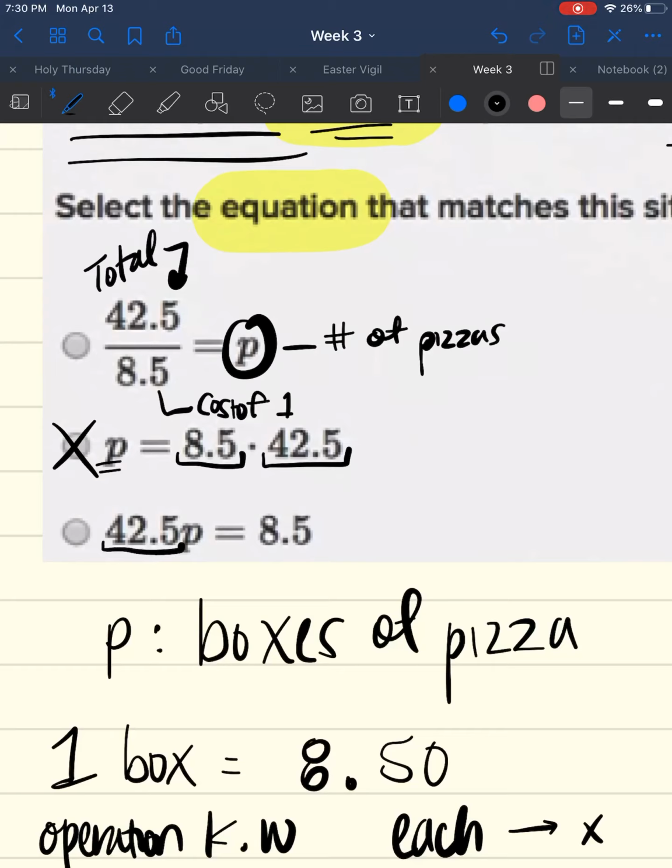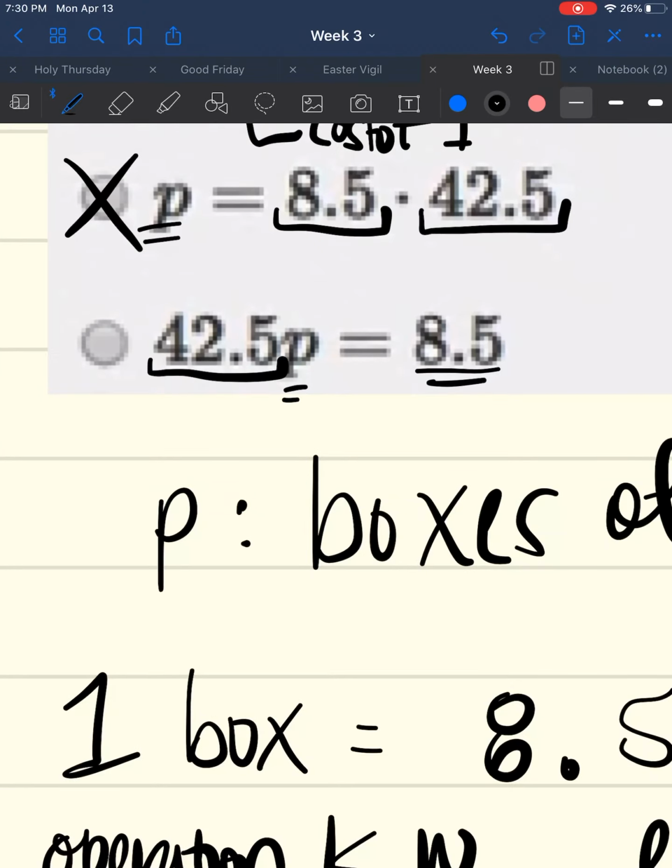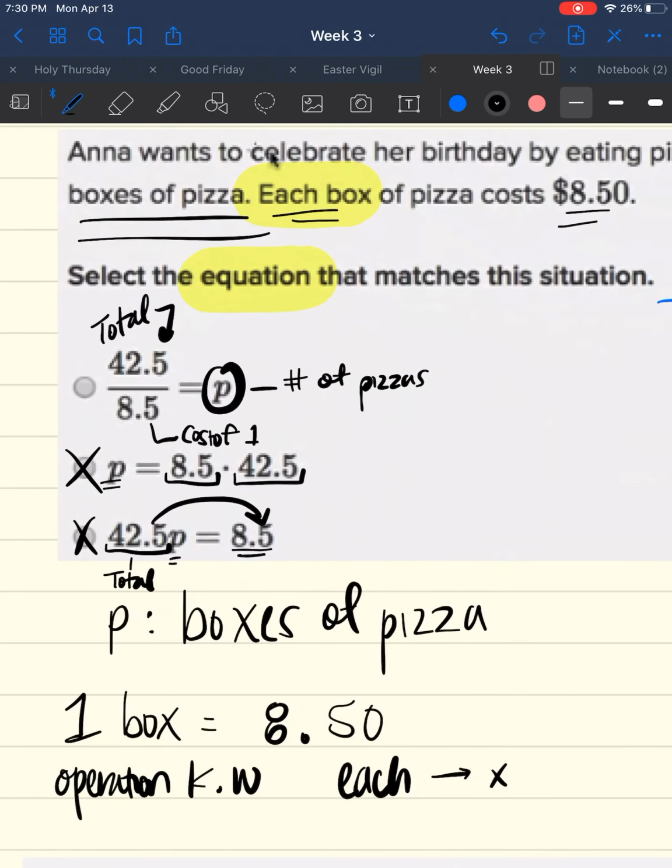So you're taking the total, you're multiplying it by the number of pizzas, and that should equal 8.5, the cost of one. Automatically, something I notice here is that this is a total, and it's on the wrong side. The total should actually be over here. So this equation is not constructed correctly. The only correct option is the first one.